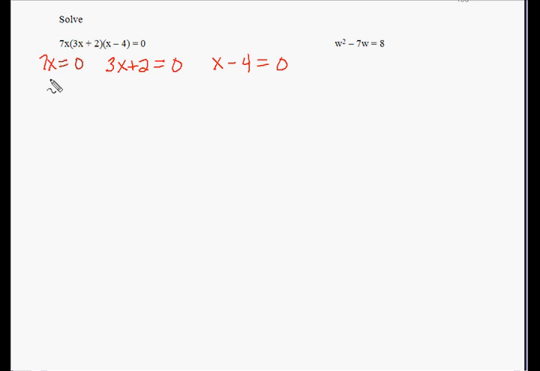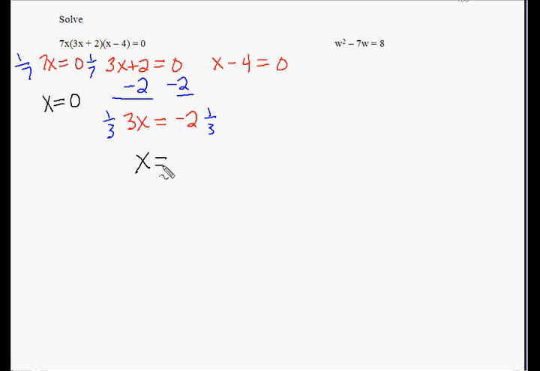Now we're going to solve each one of these equations separately. This first equation, we will multiply both sides of that equation by 1/7, leaving us with x equals 0. In our next equation, we will solve for x by getting rid of the furthest thing first. We can add a -2 to both sides of the equation, leaving us with 3x is equal to -2. Continuing to get x alone, we will multiply both sides of the equation by 1/3, leaving us with x equals -2/3.